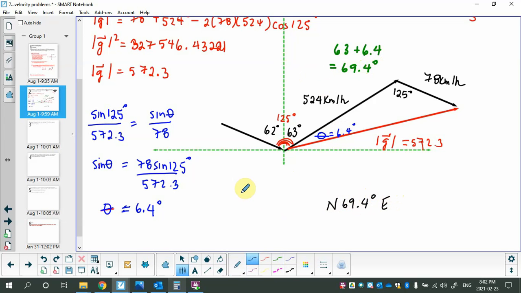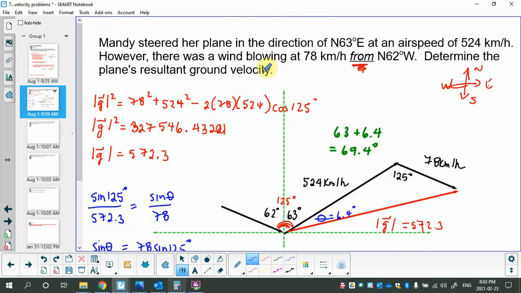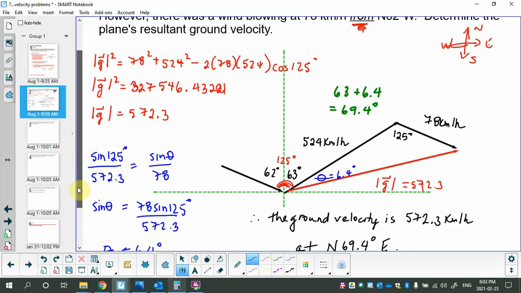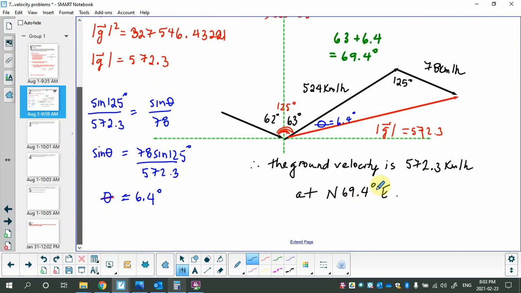So we can now say the ground velocity, the specific velocity, you can't just say velocity, is 572.3 kilometers per hour at that. So now we have exactly what we need for the ground velocity, a vector quantity. We've got a magnitude and we've got a direction. All right, time for a little hand cramp break. I shall be back.